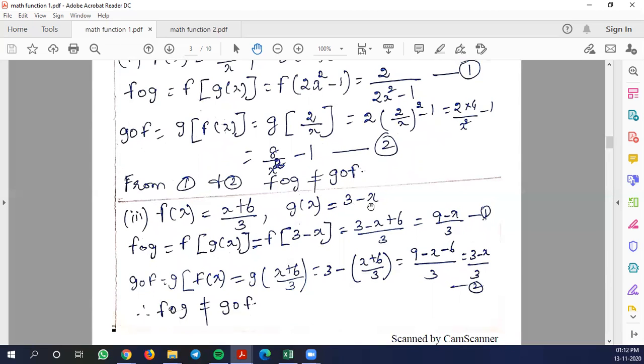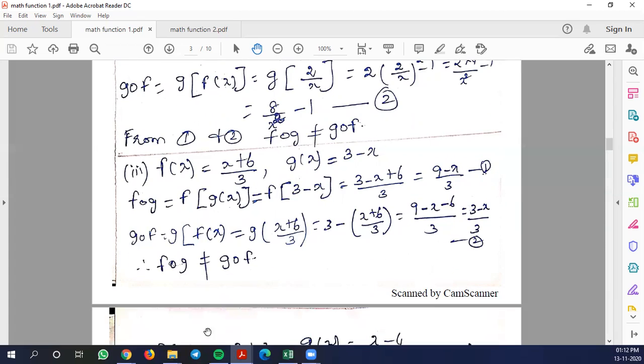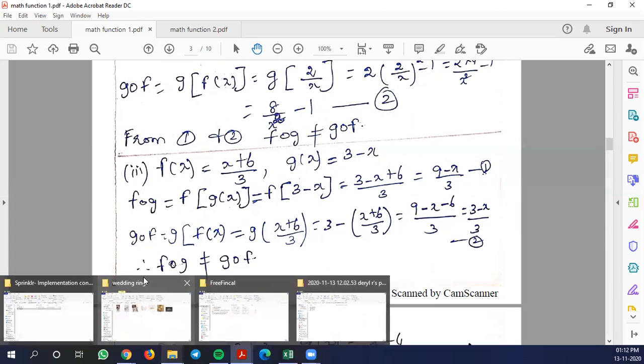So 3 minus (x + 6)/3. Take the LCM 3. 3 3s are 9. Now this minus sign is outside, multiply minus x. My plus into minus is minus 6 by 3. 9 minus 6 is what? (3 - x)/3. Again from 1 and 2, f of g is not equal to g of f.